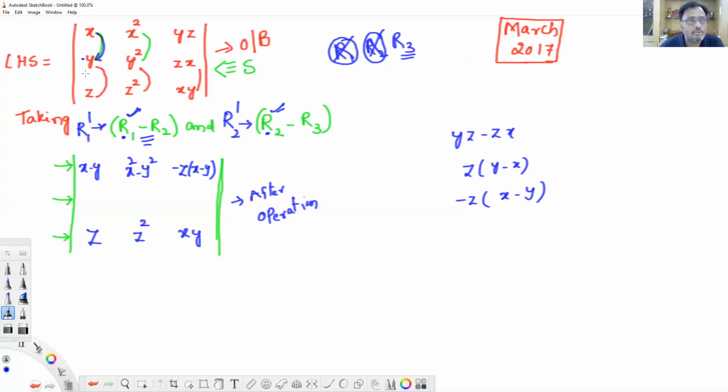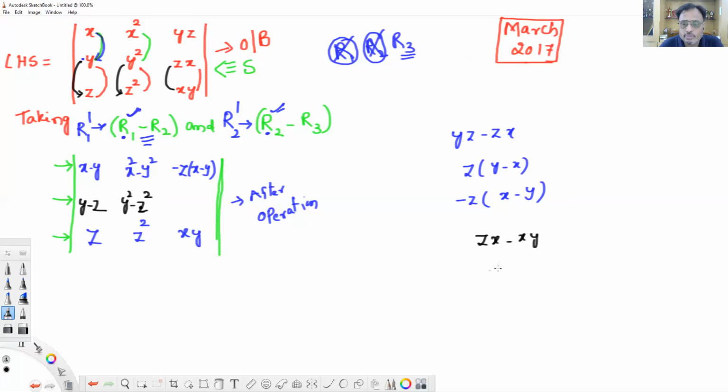Now R2 minus R3. Look at this. Here I'm going to show it with a different color, I think with black color. R2 minus R3: Y minus Z, Y minus Z. And Y square minus Z square. And ZX minus XY.